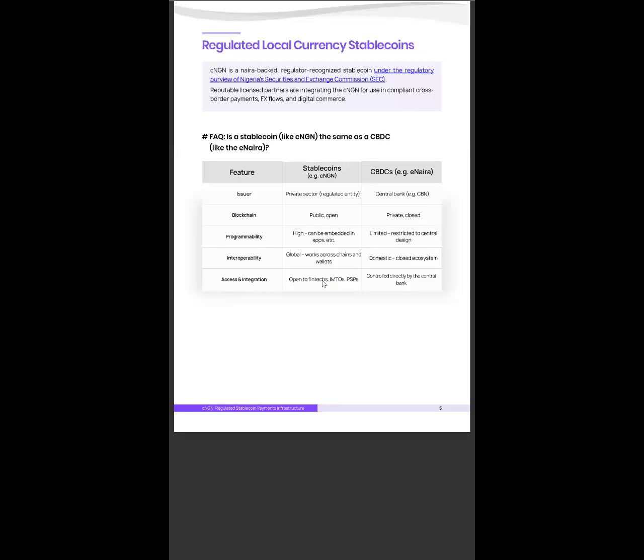Reputable licensed partners are integrating cNGN for use in many of their use cases, right? So, is a stablecoin like cNGN the same as eNaira? That's a question we get asked often, and that's why we put this one here. So I'll quickly explain some of the distinguishing factors between a stablecoin and eNaira, right?